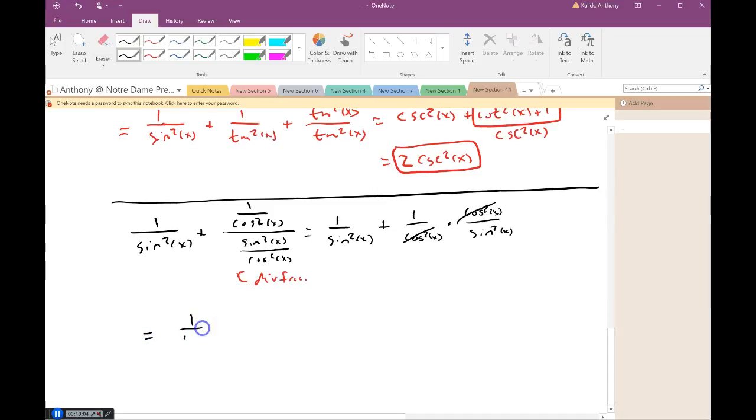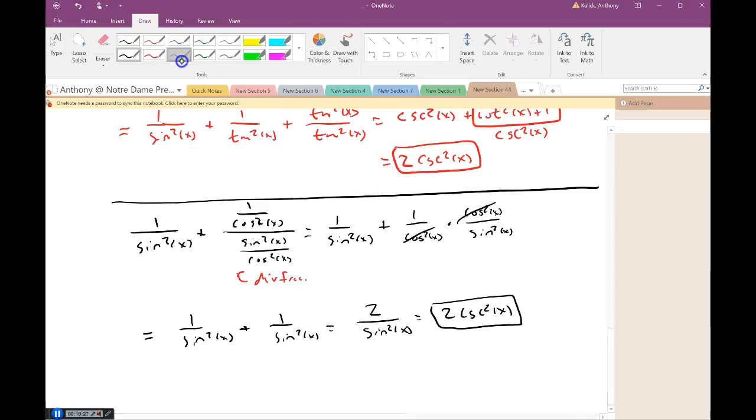So now we have 1 over sine squared plus, what's left here? Just 1 over sine squared. If I add those together, they have a common denominator, so I have 2 over sine squared, which is just 2 cosecant squared x. So you could do it that way.